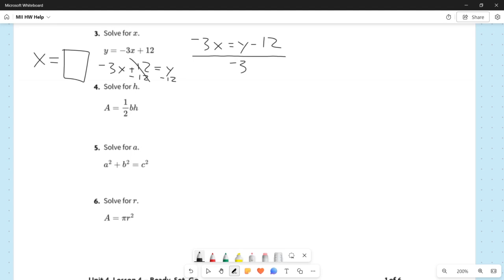So on the left-hand side, I have negative 3x divided by negative 3. Well, negative 3 divided by negative 3 is 1, and then the 1 is my coefficient, just kind of goes away. It's an invisible 1. So I end up getting x equals. Great. Now, on the right-hand side, we've got y divided by negative 3.